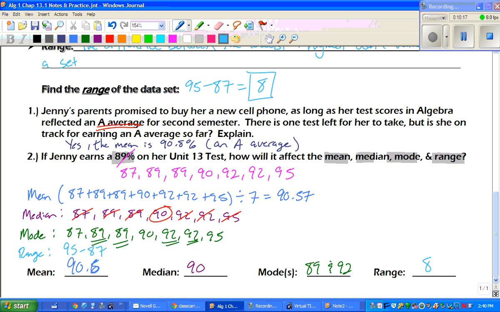Now, that's it for mean, median, mode, and range. If you have any questions, please come see Ms. Carranza or myself. Otherwise, your homework is on the back side. You're doing the same sort of thing, finding the mean, median, mode, and range for 4 different types of problems. If you have any questions, please come see Ms. Carranza or myself, because we would love to help you out. Otherwise, that's it for Algebra 1, Chapter 13.1, Notes. Thanks for watching.